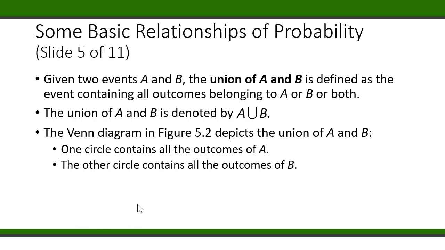So the union of event A and event B is defined as all the outcomes belonging to A or B or both. And you usually see it written out like this, A union B. So the diagram on the next slide shows the union of A and B. It typically will represent the event A as a circle and event B as a circle, and then you also have the intersection portion.